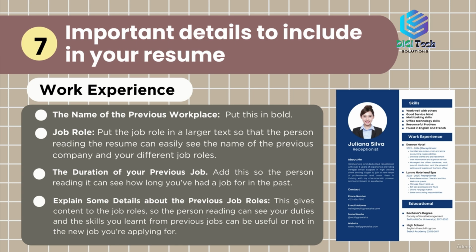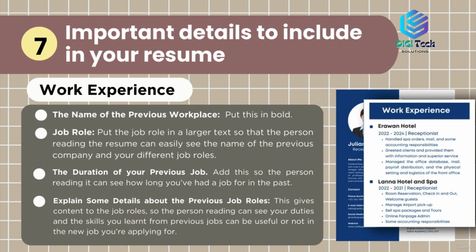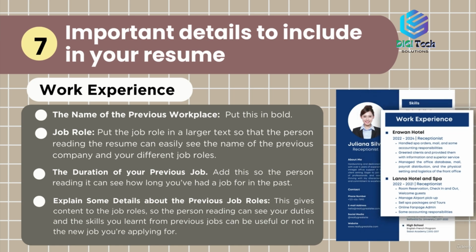Then explain some details about the previous job roles. This gives context to the job roles so the person reading can see the duties and the skills you've learned from previous jobs can be useful or not in the new job you're applying for. I also recommend putting the last job first and then go backwards from there. Okay, let's have a look at an example now. In bold you can see we have the names of the previous workplaces, then we have the duration of the previous jobs, and also the job role. And below here we have some details about the previous job roles.